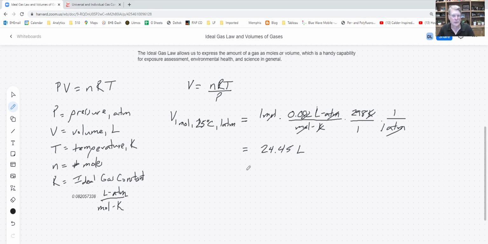This is a very standard value in environmental science, exposure assessment, environmental health, science in general. I recommend memorizing this number. We'll use it again and again. You will use it over and over again as you progress in your career. All right. So that's an introduction to the ideal gas law and how it can be used to express volumes of gases. We find it useful, and I know we're going to use it once more.